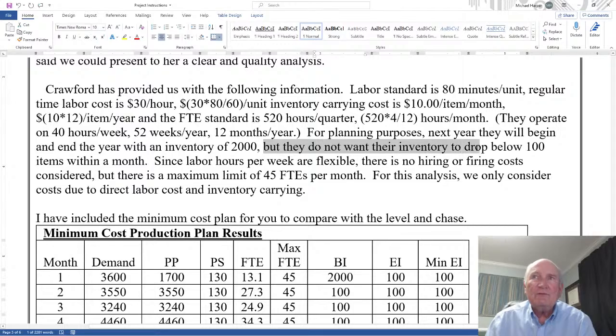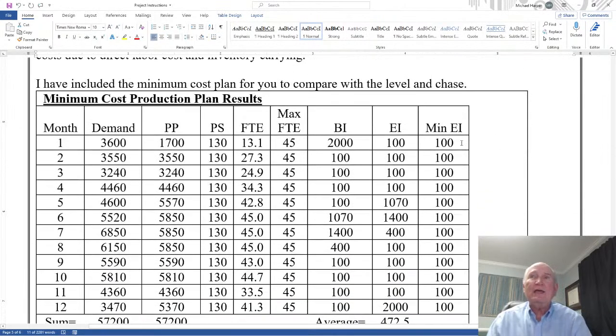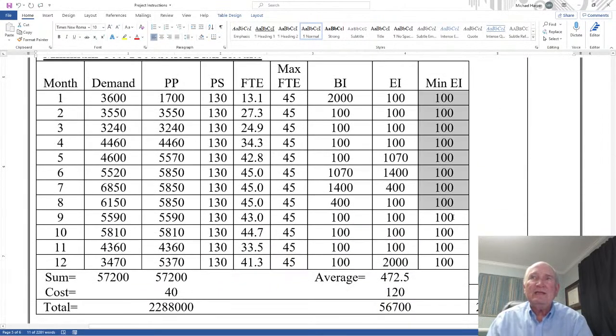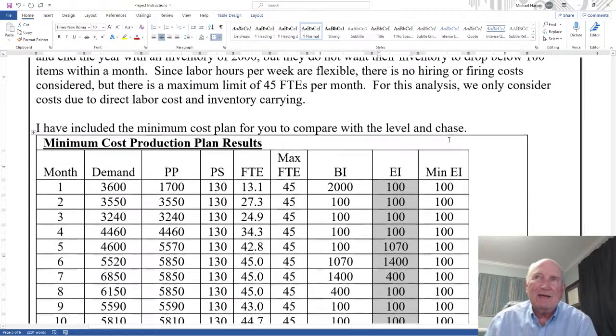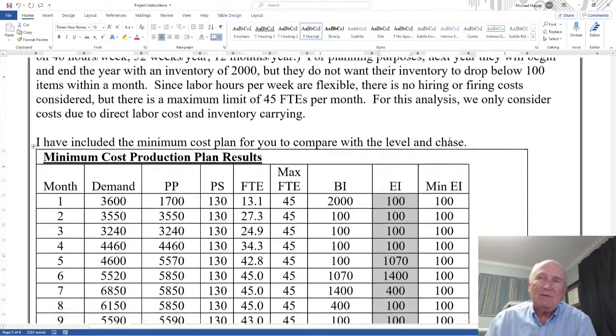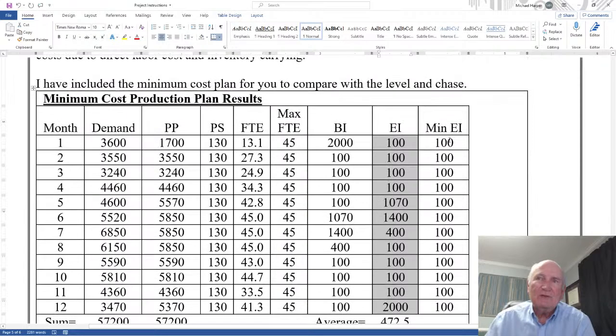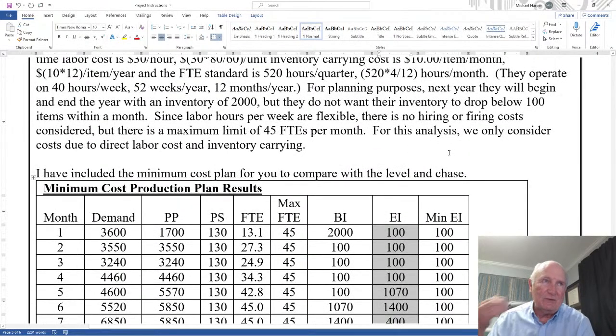But they do not want their inventory to drop below 100. Okay, so the minimum ending inventory is 100. So they don't want it to go to 0. 100 is the minimum. I would say I probably want a little bit more than 100, but maybe they're trying to keep the cost down. They don't want to carry too much inventory. But you want to guard against risk of stock out within a month.